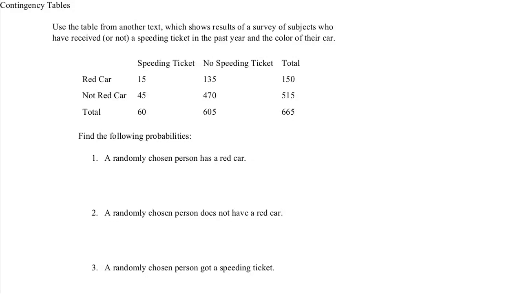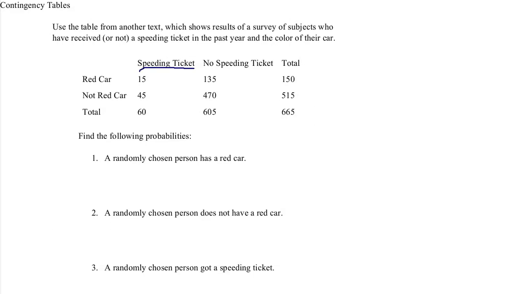And we are going to start by looking at contingency tables. These are just tables where we gather together our information so that we can see it in a more visual way. So here I've taken data from another text, and we have the results of a survey of subjects who either received a speeding ticket in the past year or they didn't, and the color of their car. So when we look at our table, we can see we've got our speeding tickets here.